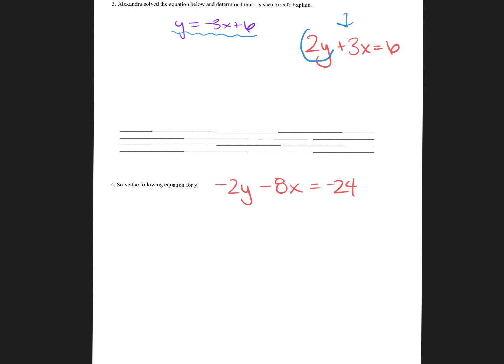So I'm going to circle my 2y. I'm going to get rid of whatever's attached to that circle. It's a 3x. I do the opposite. I hang out in space over here because those aren't like terms. This is gone. I have a 2y.